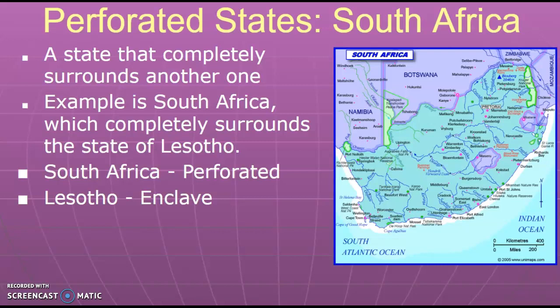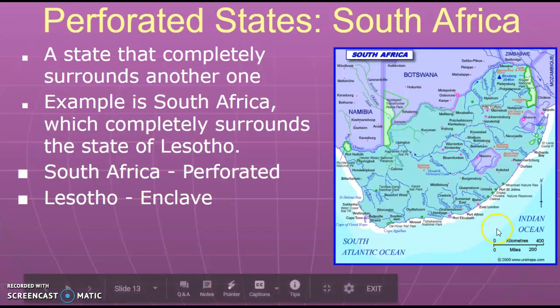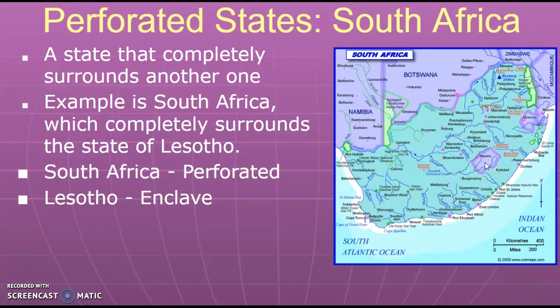Next are perforated states. South Africa is an example of a perforated state. So is Italy. A perforated state is a country that completely surrounds another country. So you can see here is South Africa. Here is Lesotho. Lesotho is a separate country. It had a history of self-rule. It was a kingdom. So when South Africa gained its independence, it also gave this independence to Lesotho. And so South Africa completely surrounds Lesotho.